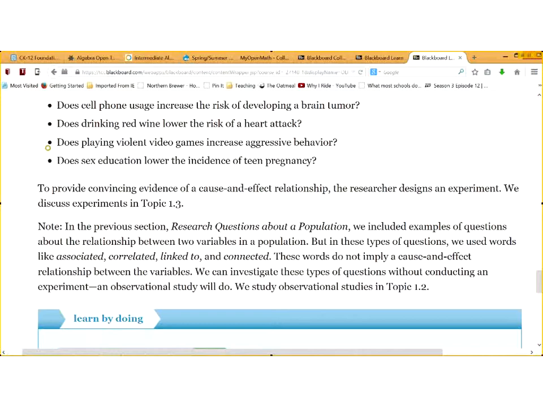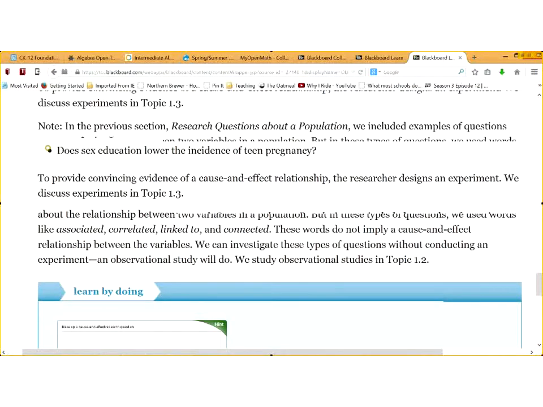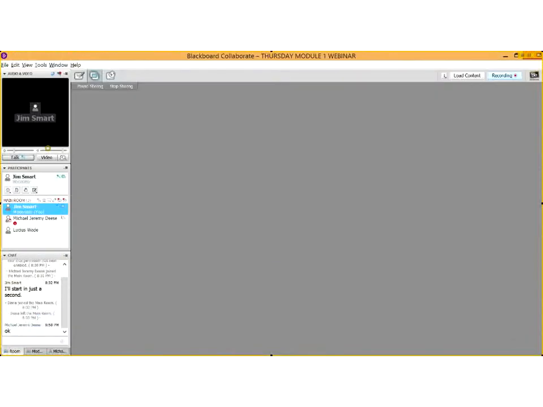It could be perhaps that in countries where people drink more red wine, they have other habits. Maybe they eat differently. So unless you do an actual experiment, you can't make a cause and effect conclusion. All right. All right, Jeremy, what's your question?